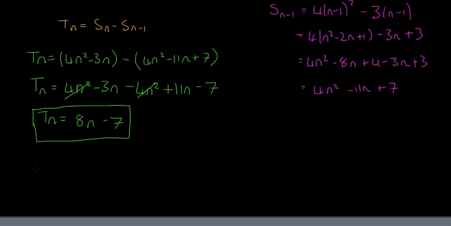So t of 100. Sorry about that, it was acting up a little bit. t of 100 is equal to 8 multiplied by 100 minus 7, which is just 800 minus 7, which is going to be 793. So hopefully that all made sense.